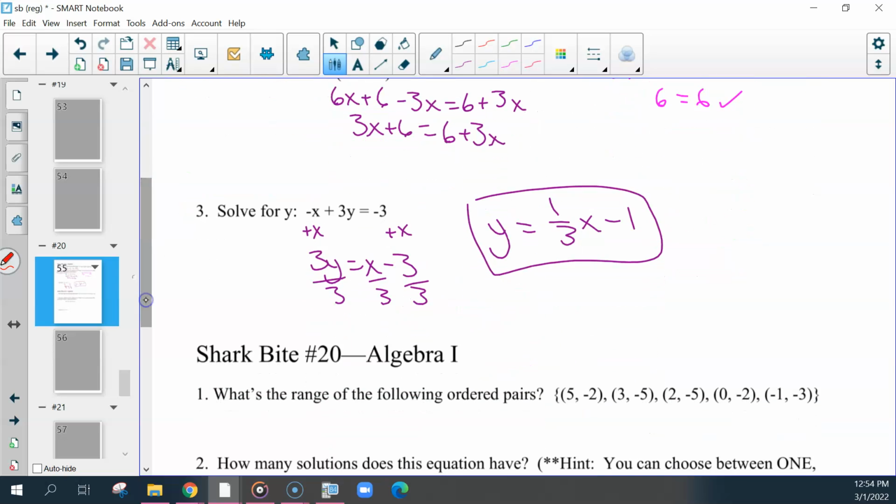Number 3, you need to solve this for y, so get everything away from y. Add x to the other side, and then rearrange this so that it's 3y equals x minus 3. Divide everything by 3. So you have y equals 1/3 x minus 1. What questions do we have on that one?